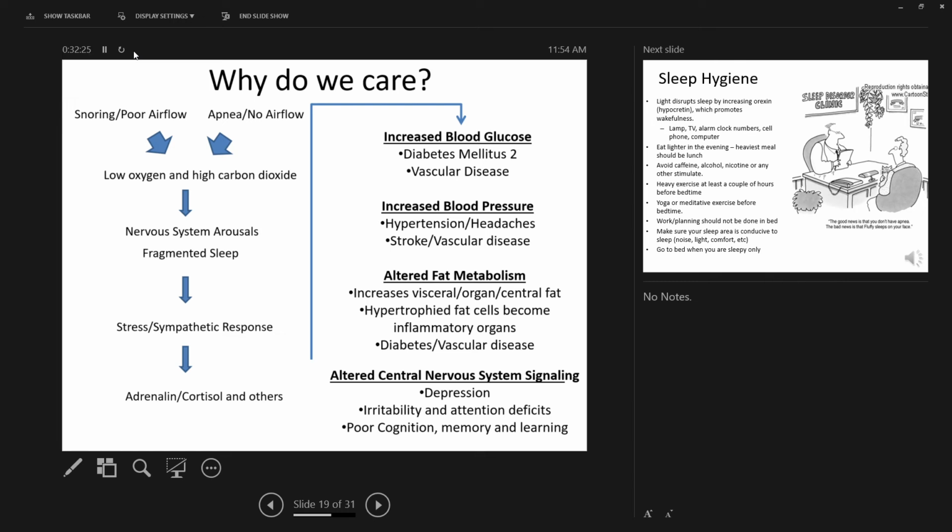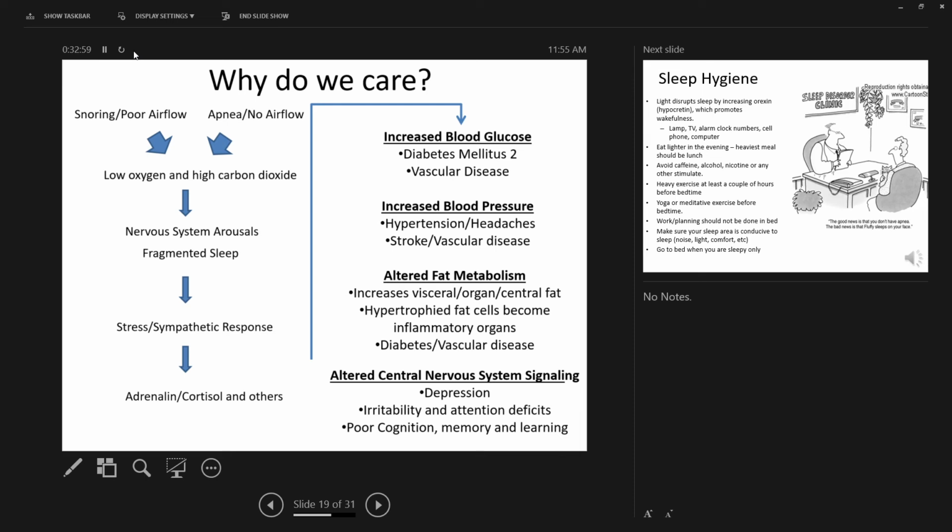Snoring means that there's poor airflow. Apnea obviously means that there's no airflow. Now, when there's low or absent airflow, this means that for a brief period of time, there's also going to be lower oxygen and higher carbon dioxide because the ventilation going through the lungs is not normal, it's decreased. When the oxygen goes down and the carbon dioxide goes up, this is going to cause a nervous system arousal. And this also causes fragmented sleep.